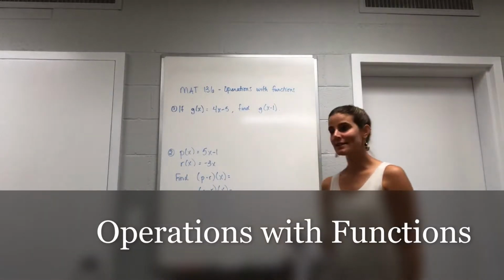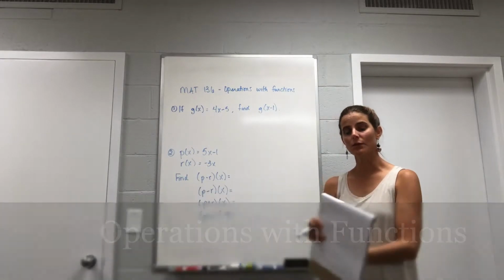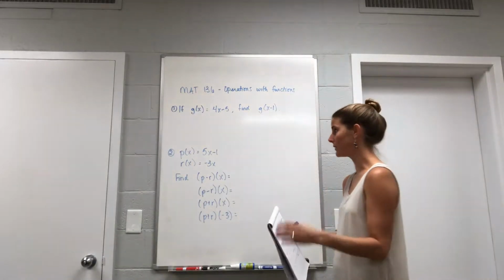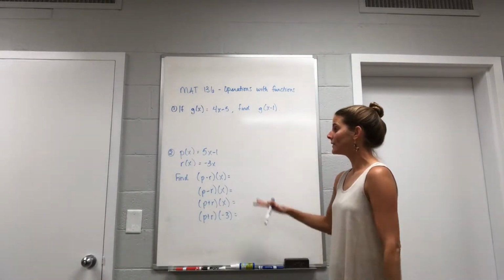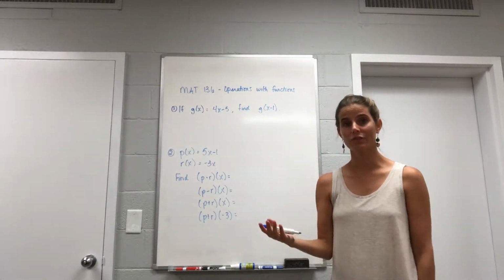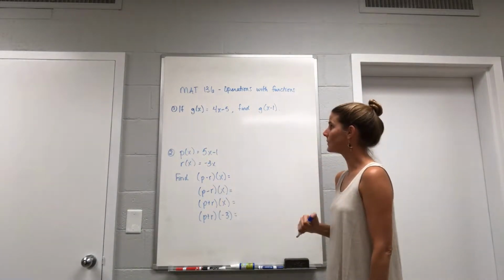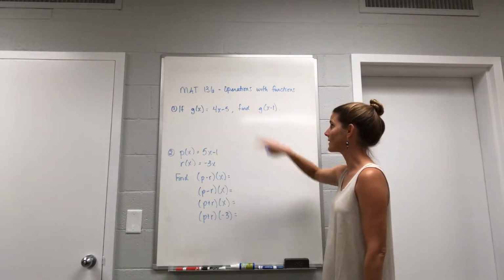So we're going to look at operations with functions. We're going to evaluate some functions using variable expressions or variable inputs, and we're going to look at multiplying, subtracting, adding, and composition of functions. So first off, we have g of x equals 4x minus 5. We're going to find g of x minus 1.